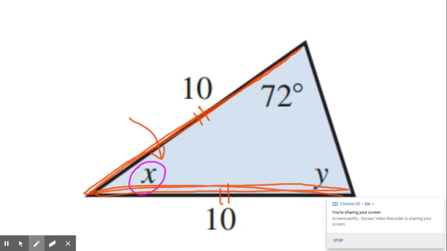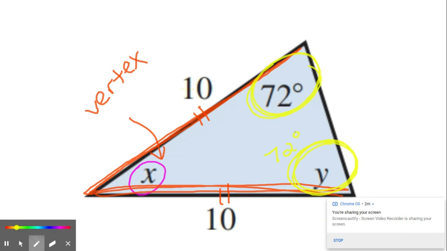Now, the previous two examples, they gave me the vertex angle, and I was supposed to find one of the two base angles. In this case, though, they gave me the base angle. So if 72 is the base angle down here, what do we know about this 72-degree angle and this angle y down here? Well, we know the base angles are always congruent. So if this is 72, this is 72.